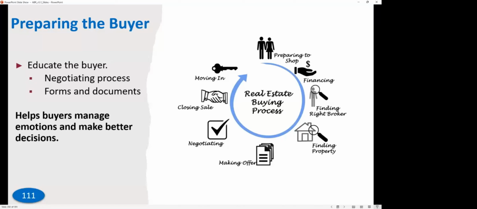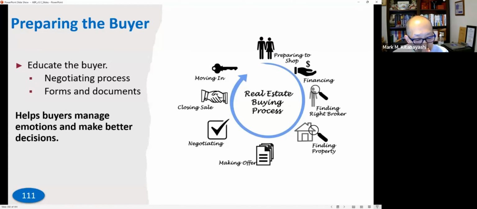So is it the same there in the USA? Well, in the United States it depends on where you are. In my state, a lot of times buyer and seller never meet.